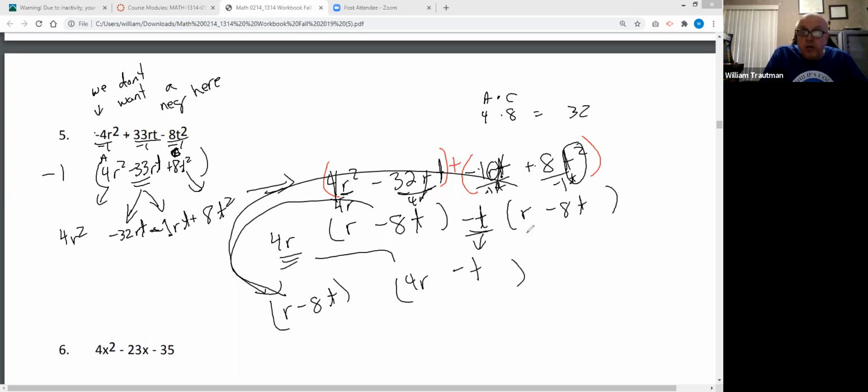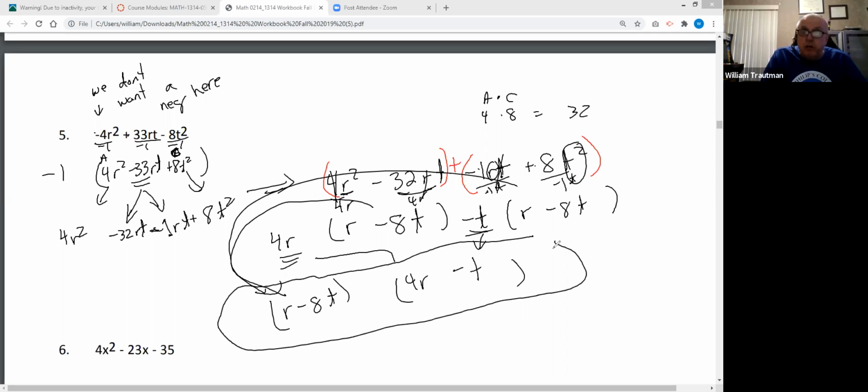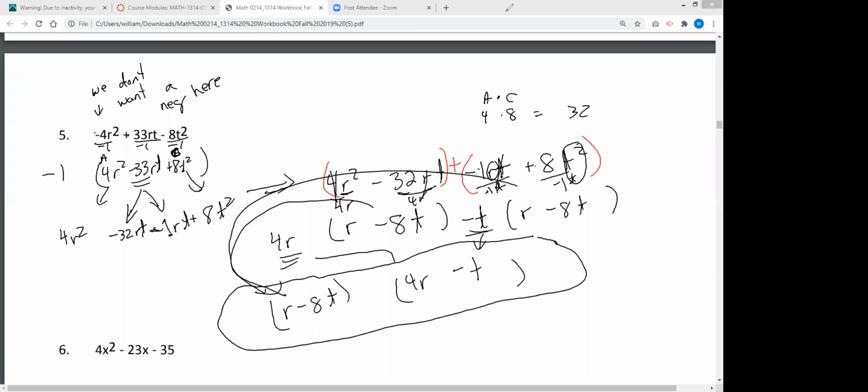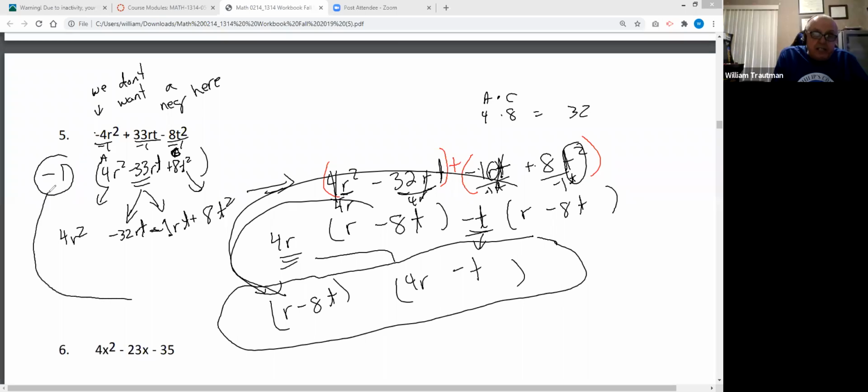Now, there's only one more thing. If I type this into the computer, it's going to mark it wrong. Can somebody tell me why? You need to bring down the negative. Yes, this negative we factored out has to come down right there. And this looks like the correct answer now.